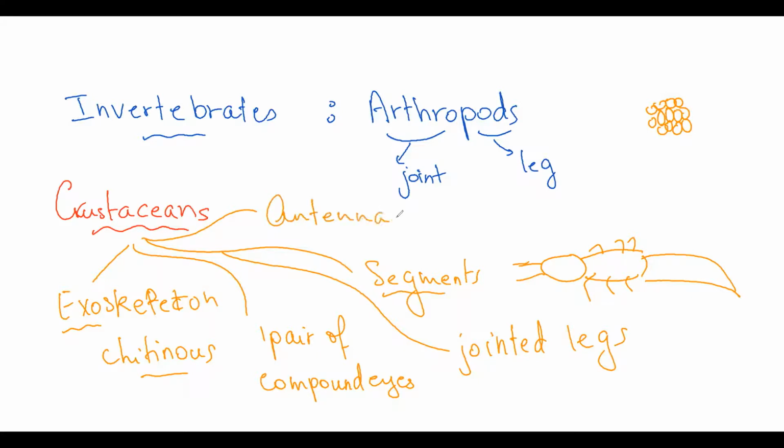They use these antennae for their sensitivity. Like the nervous system we have, they have these antennae in order to detect, for example, touch, chemicals, whatever is found in the water.